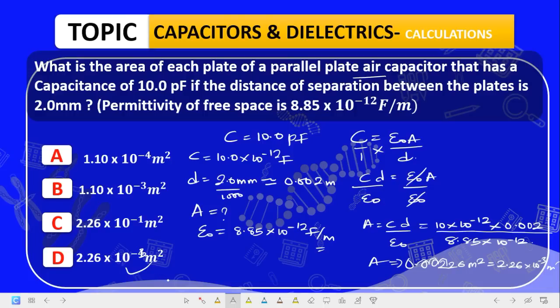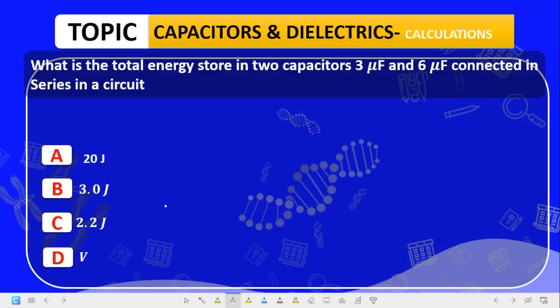Okay, let's search for more errors. There's no error. 1, 2, 3, no error. So let's continue with the next question. The next question says, what is the total energy stored in two capacitors, 3 microfarad and 6 microfarad?